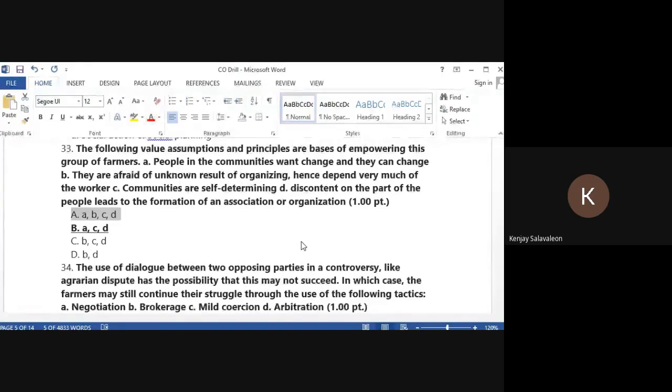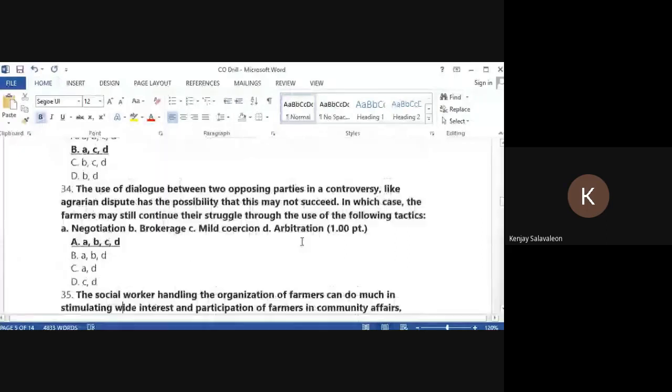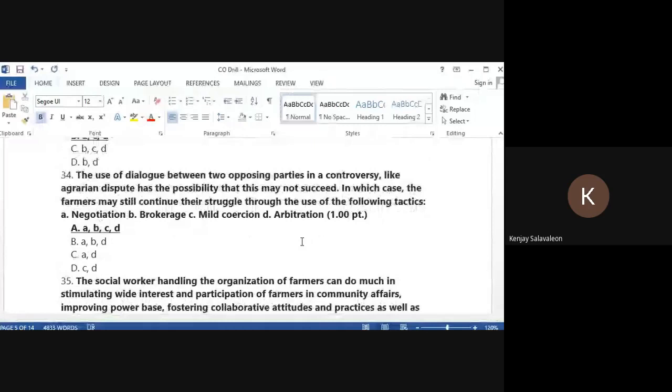34. The use of dialogue between two opposing parties in a controversy, like an agrarian dispute, has the possibility that this may not succeed, in which case the farmer may still continue their struggle through the use of the following tactics: negotiation, brokerage, mild coercion, and arbitration. These are all tactics that can be used.